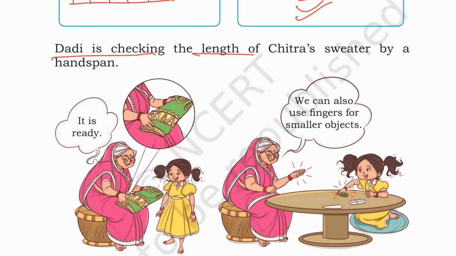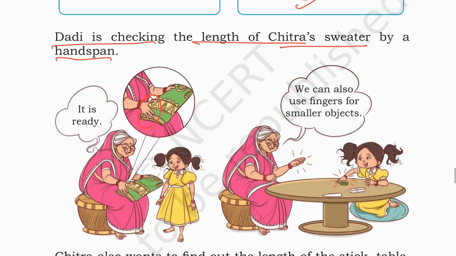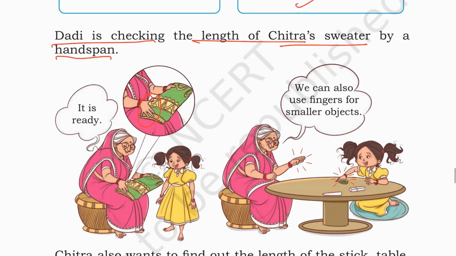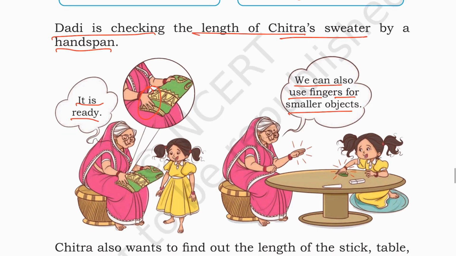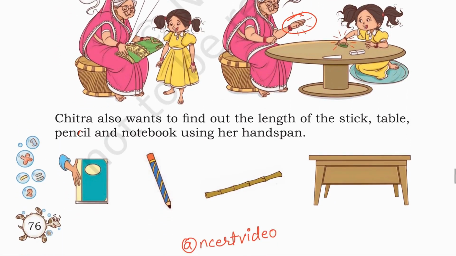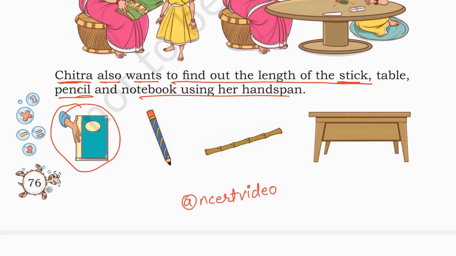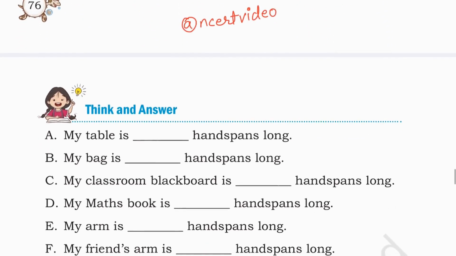Dadi is checking the length of Chitra's sweater by hand span. We can also use fingers for smaller objects. Chitra also wants to find out the length of a stick, table, pencil and notebook using her hand span. You can also do the same.